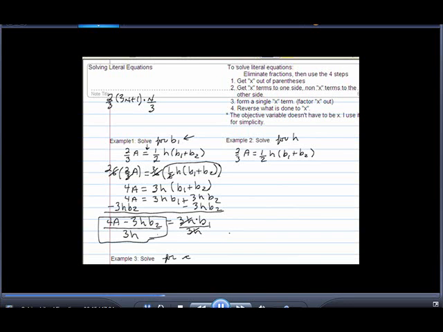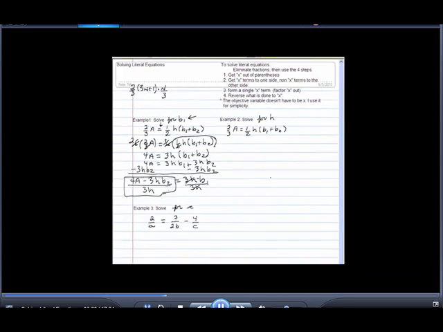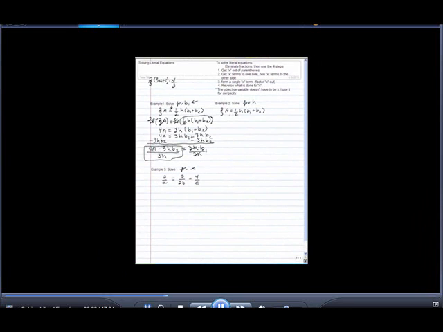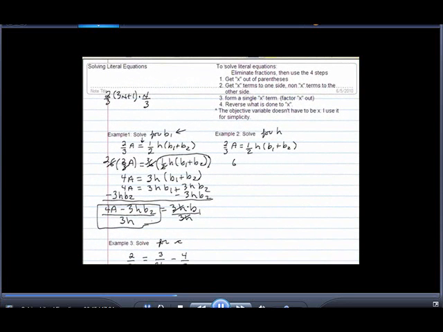Now let's move on to example 2, and if you'll notice, the problem in example 2 is exactly the same problem as the problem in example 1. That is 2/3 a is 1/2 h times b1 plus b2. The difference is in what we're solving for. This time we're solving for h. But the steps are still the same. We go through the same steps we would go through anyway. Since we have fractions, since we have two terms, since the common denominator is 6, we'll multiply each of our two terms by the common denominator, just as we did before.